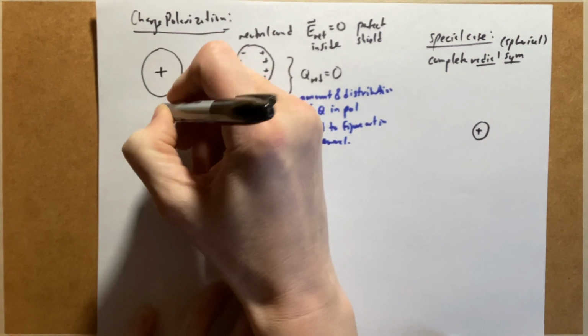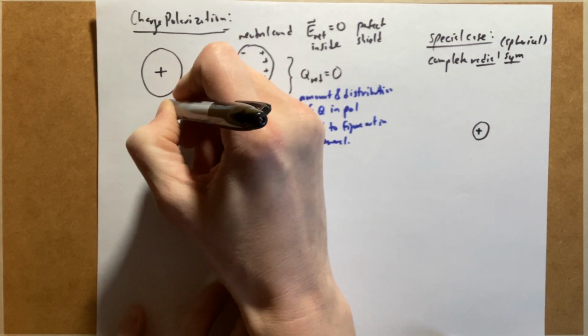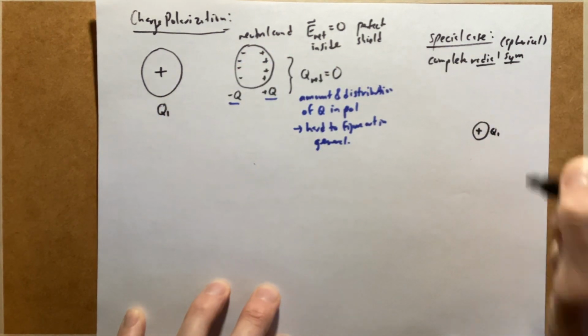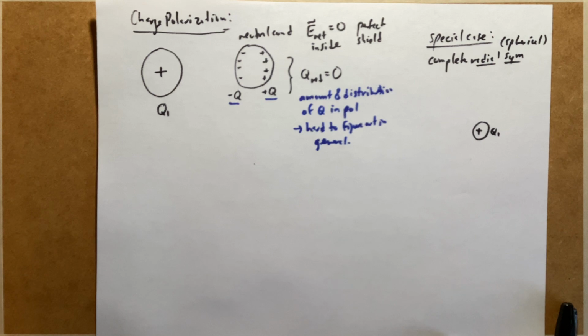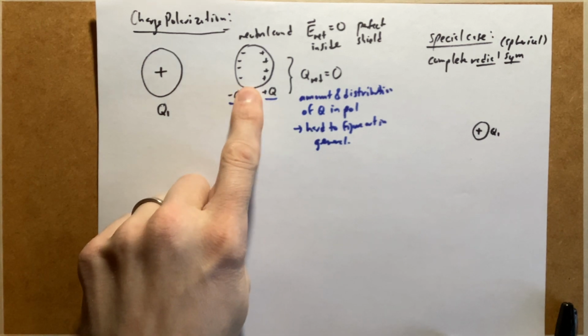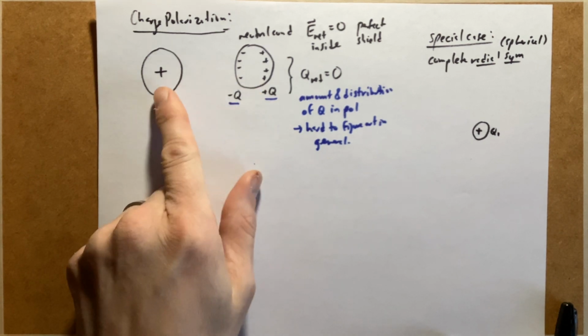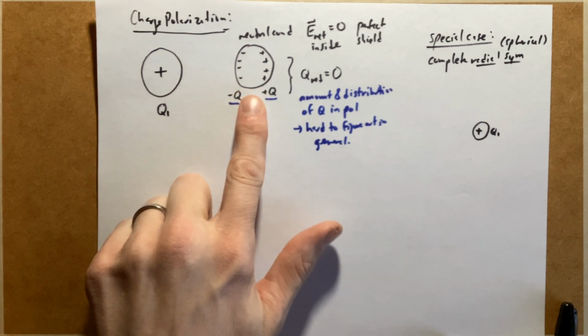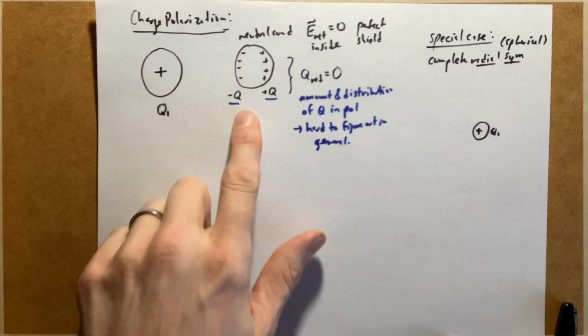Okay, I guess I can call this Q1 here, and I'll call it Q1 over here, just so you know kind of what corresponds to what. And then this neutral conductor, this is going to be interesting. It's not going to be to the side of the Q1. It's actually going to be surrounding Q1.